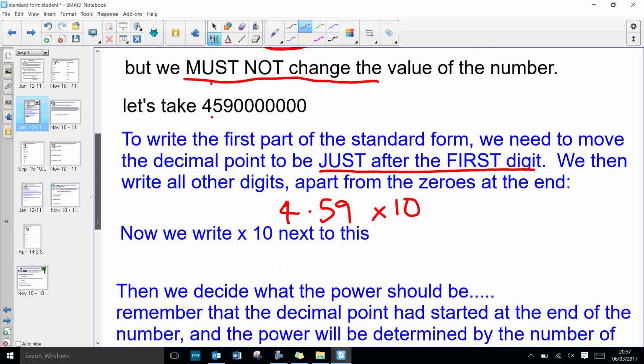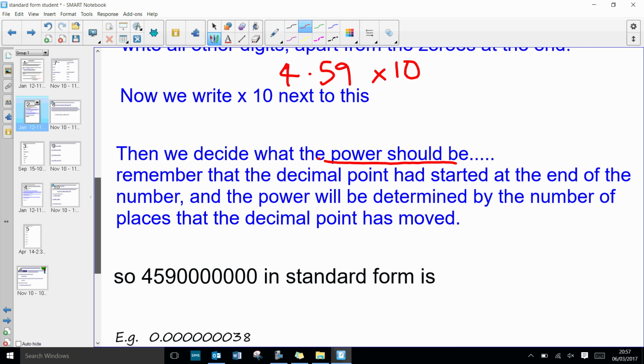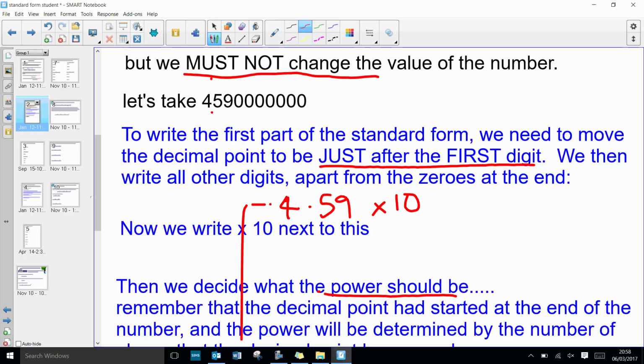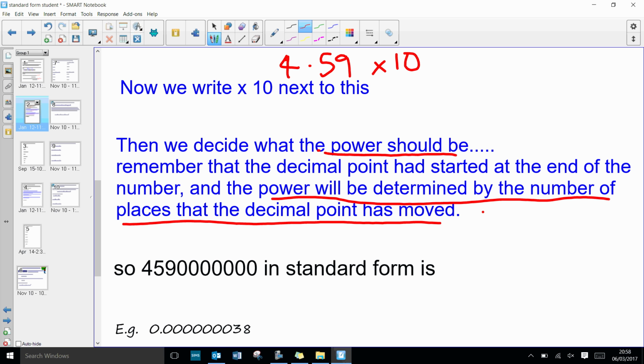And our next step is we need to decide what the power should be. So this is where we're deciding what power we should have. Now, the decimal point had started at the end of the number. The power is going to be determined by the number of places the decimal point has moved.